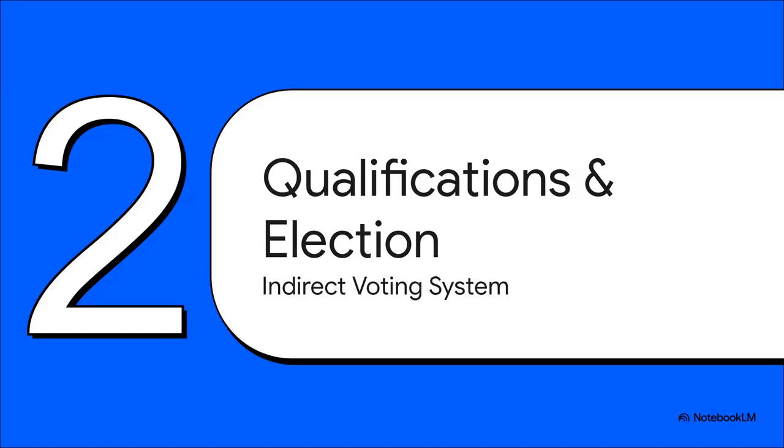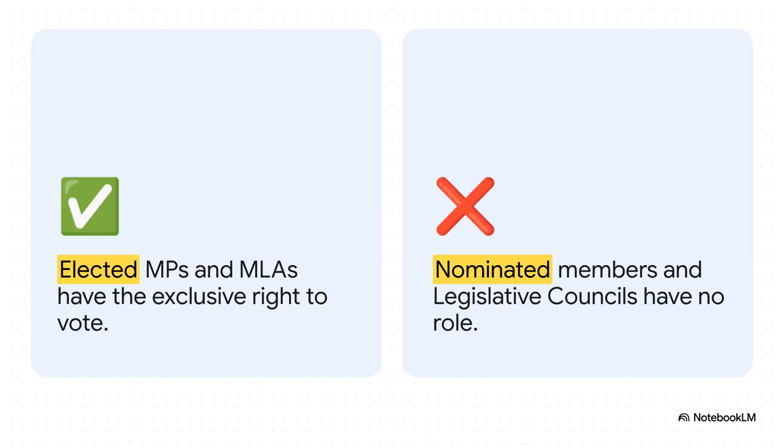Moving right along to Section 2, qualifications, election, and the really fascinating indirect voting system. So what's super interesting here is who actually gets to vote. The president is chosen through an indirect election, meaning regular citizens aren't casting these ballots. It's an electoral college. But who's in it? The electorate is made up entirely of the elected members of the Lok Sabha, the Rajya Sabha, the legislative assemblies of the states, and the union territories of Delhi and Puducherry.